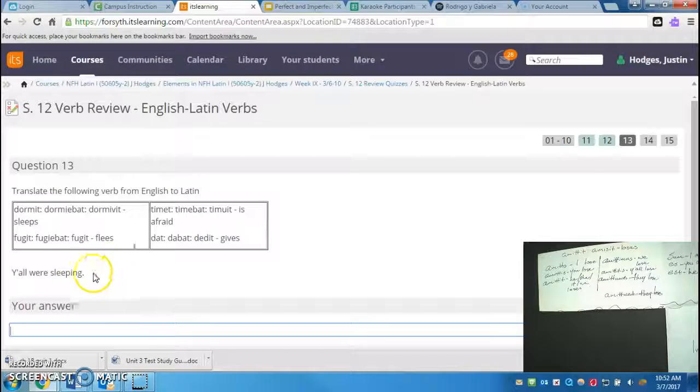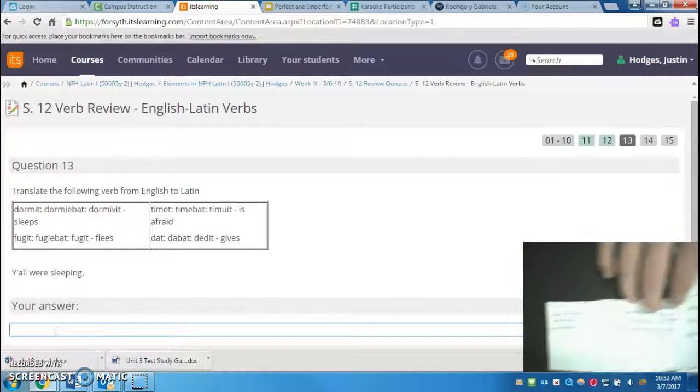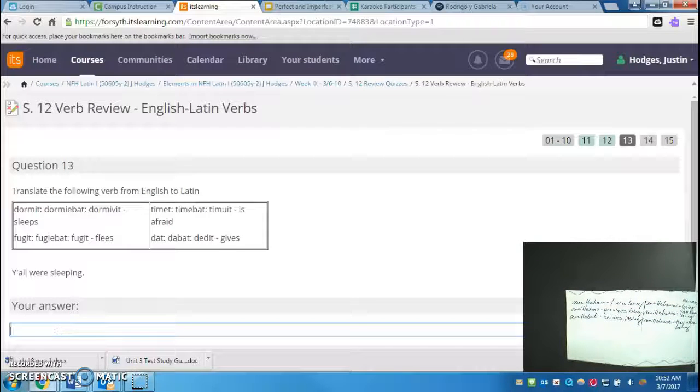Okay. Y'all were sleeping. Okay, we know it's imperfect tense. Let's see up there. It's dormiebat. Bam, bas, bat, bamus, batis, bat. Y'all is second person plural. So we know the ending is batis.